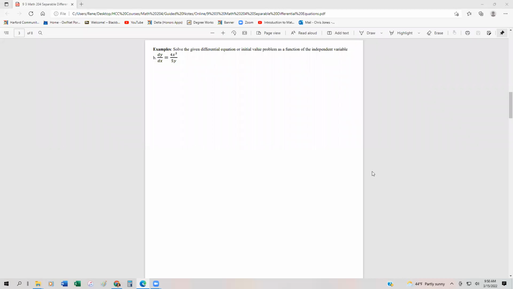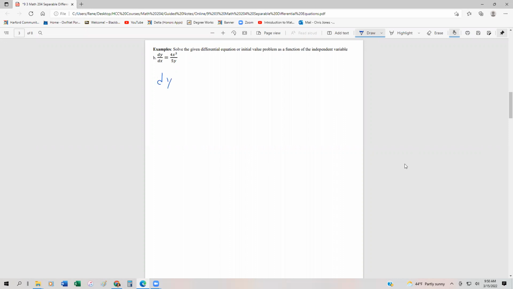A couple more examples of being able to solve differential equations by separable methods. We have this differential, dy/dx equals 4x cubed divided by 5y. Now there's no initial value for this one, so all we're going to do is start by multiplying both sides by 5y.